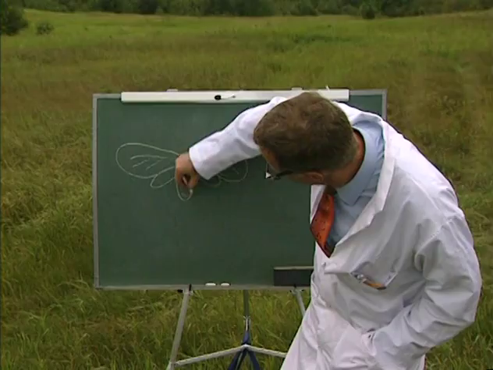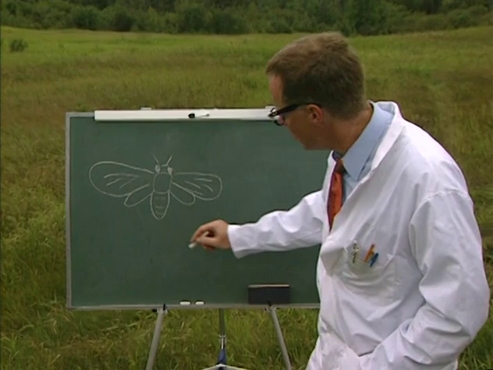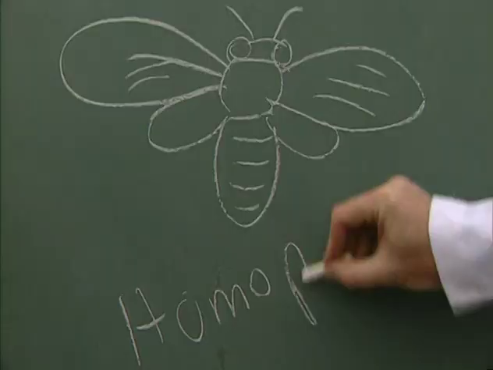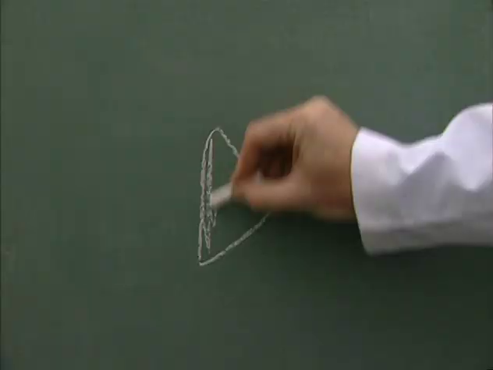A head with eyes. Little antennae. Oh, how nice. It is something like an aphid. Now, these are called homopterous insects. Homo, meaning same, and ptera, meaning wing.